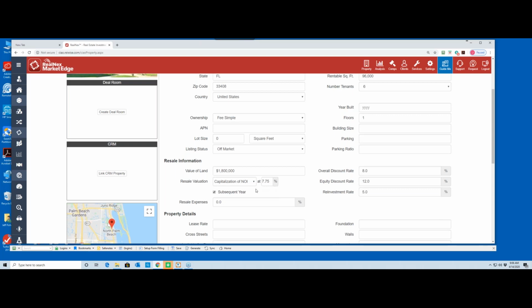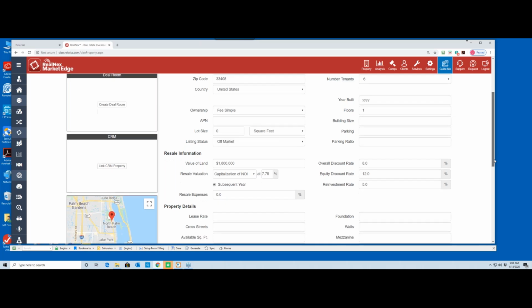And so we're applying a capitalization rate, a simple cap rate concept, in order to estimate the resale price by asking what a buyer would be willing to pay based on the net operating income they're going to see when they buy the property from me at the end of the holding period.